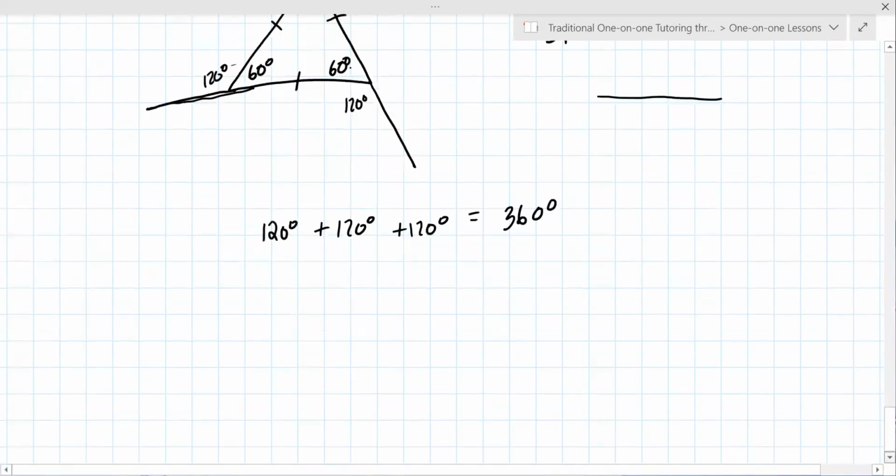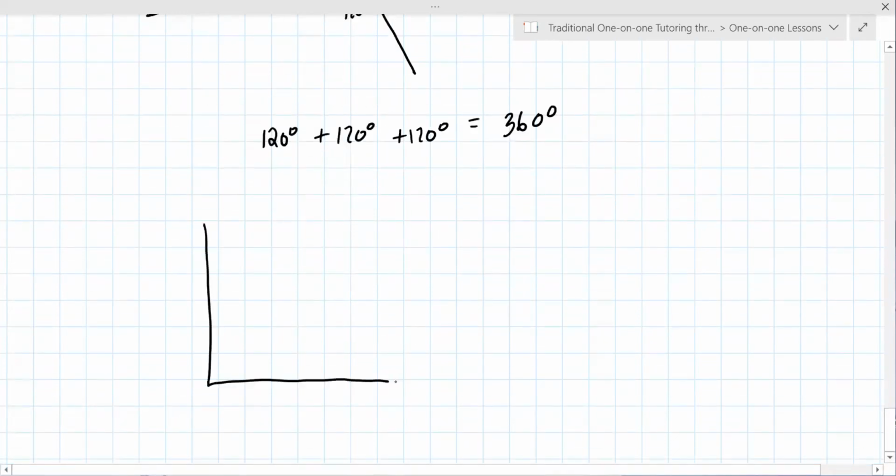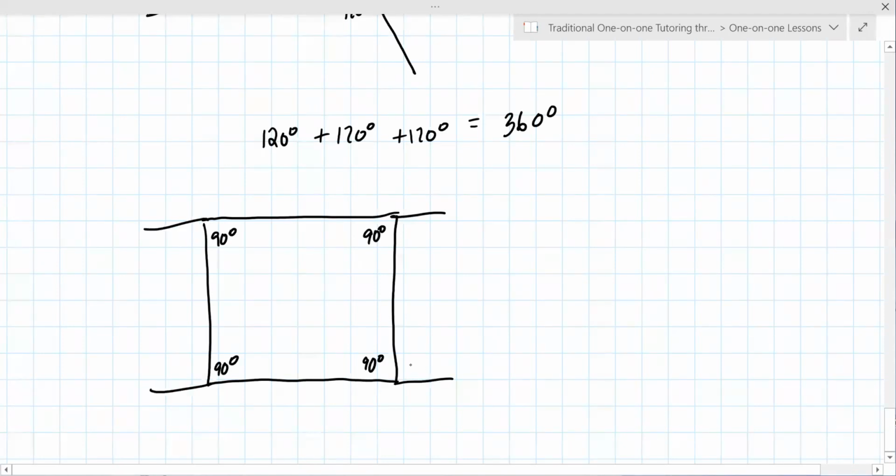Now let's go look at a square. Here's a square. And we already did this. This is 90 degrees, this is 90 degrees, this is 90 degrees, and this is 90 degrees. What is this angle measure down here on the lower right? It's a straight line. This is 90. So what does this have to be, because they both have to add up to 180? 90 degrees, that adds up to 180, right? Yes.